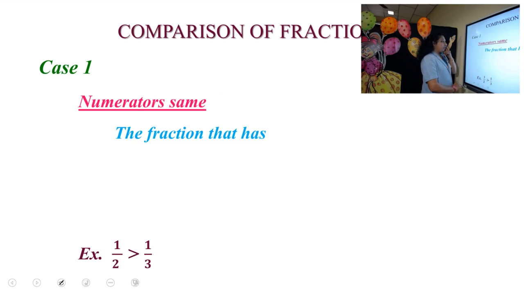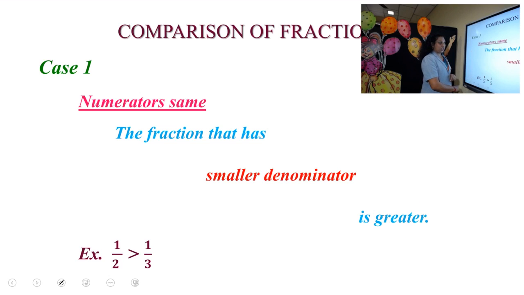So, how we will compare when the numerators are same? The fraction that has smaller denominator is greater. Understood? So, when numerators are the same, the fraction that has the smaller denominator, that fraction is greater. Then next, case 2. When denominators are same, we'll see an example. Say example 4 by 5, 3 by 5.